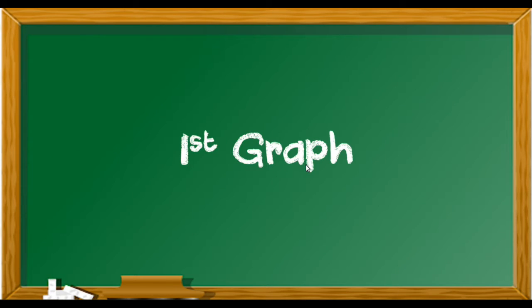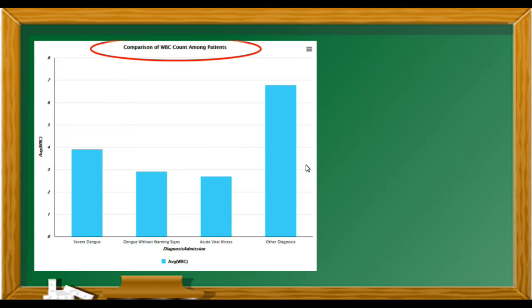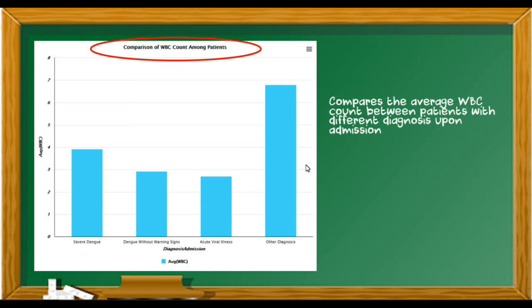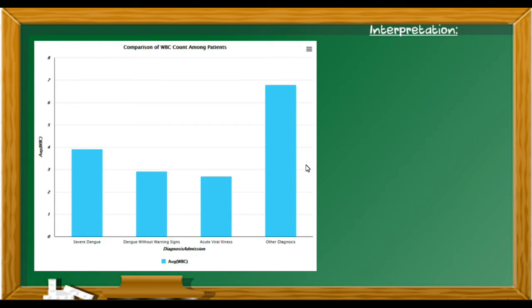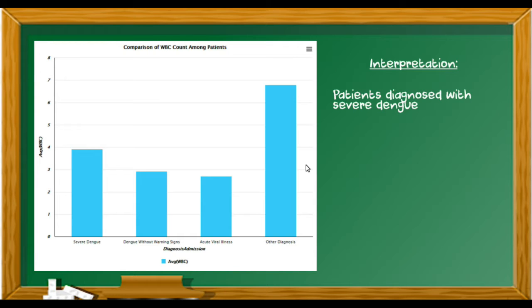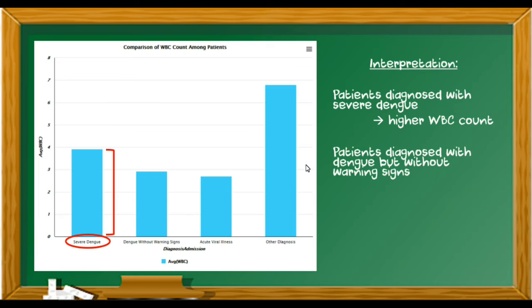For the first graph, this bar graph is entitled Comparison of WBC Count Among Patients. It compares the average WBC count between patients with different diagnoses upon admission. Therefore, it uses 2 variables: the severity of dengue or the diagnosis upon admission of the patient, and the patient's average WBC count. The graph shows that patients diagnosed with severe dengue have higher WBC count than patients diagnosed with dengue but without warning signs.